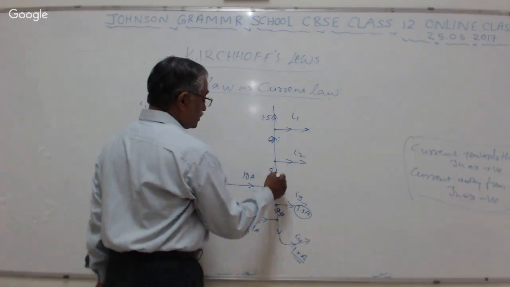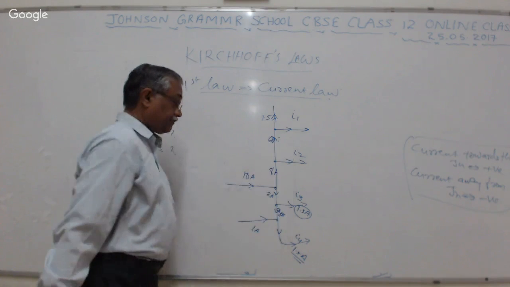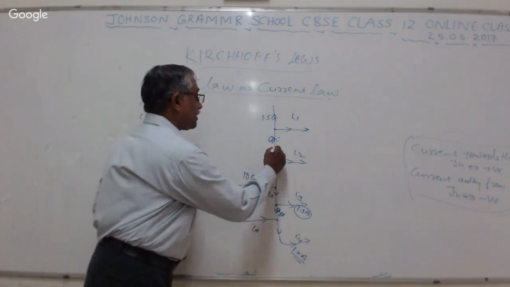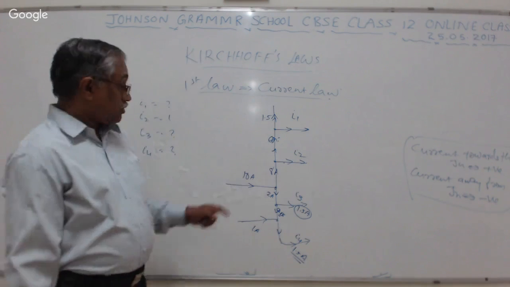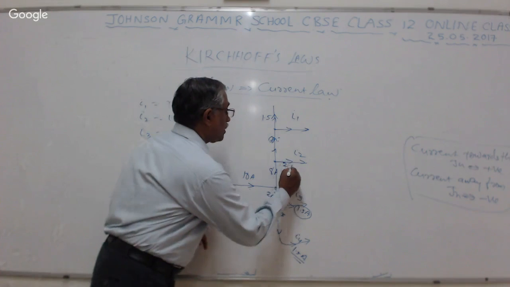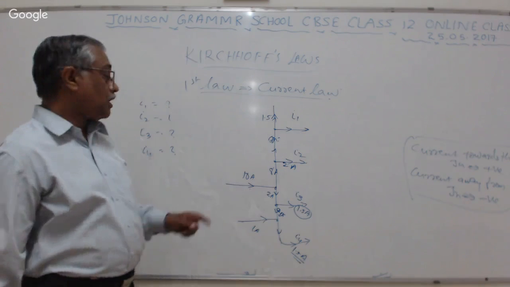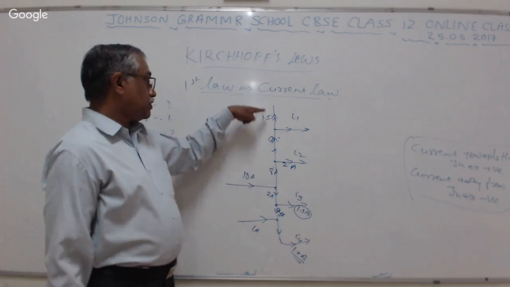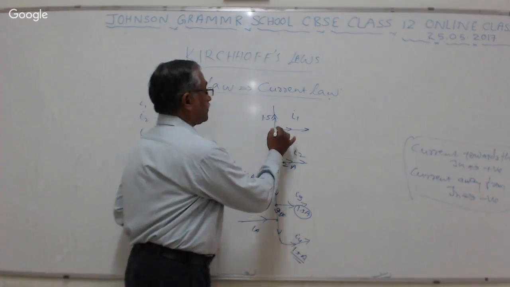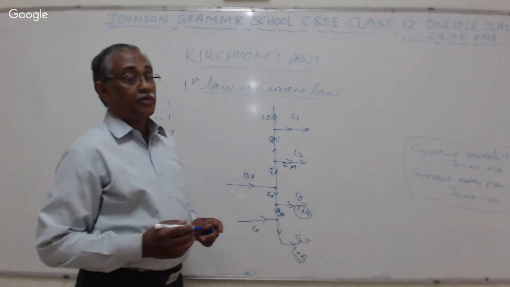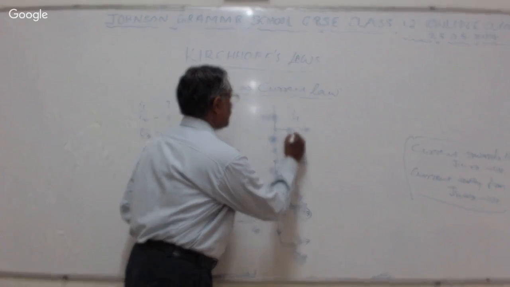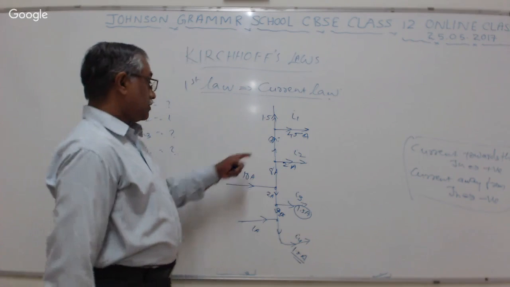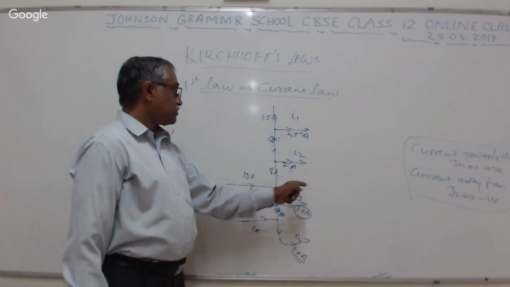And here at this junction 8 ampere is going this side. Out of that, 6 ampere is going along this direction. How much is remaining there? 8 minus 6, that is 2 ampere will be here, right? And out of that 6 ampere, 1.5 ampere is going this side. So how much will you get here? 6 minus 1.5, that is 4.5. So this is the total current in each branch.